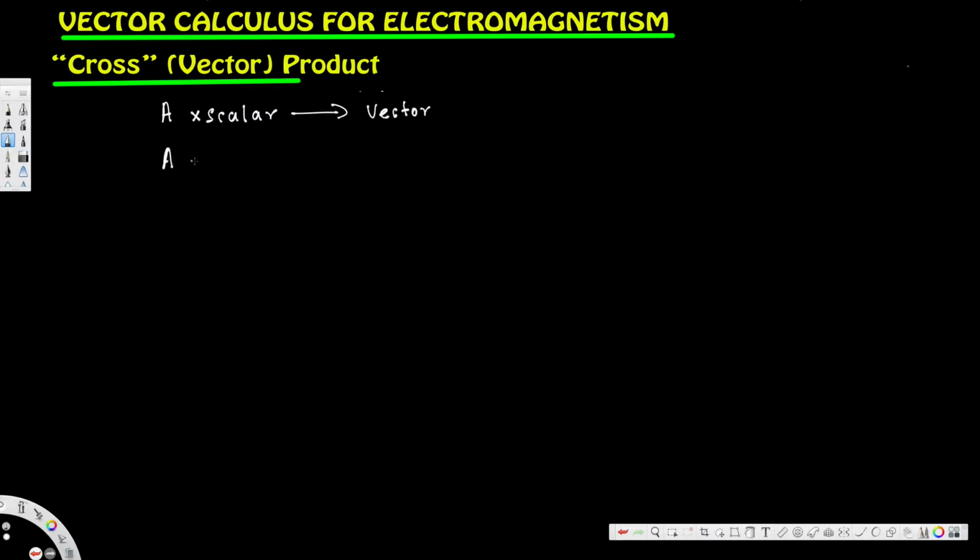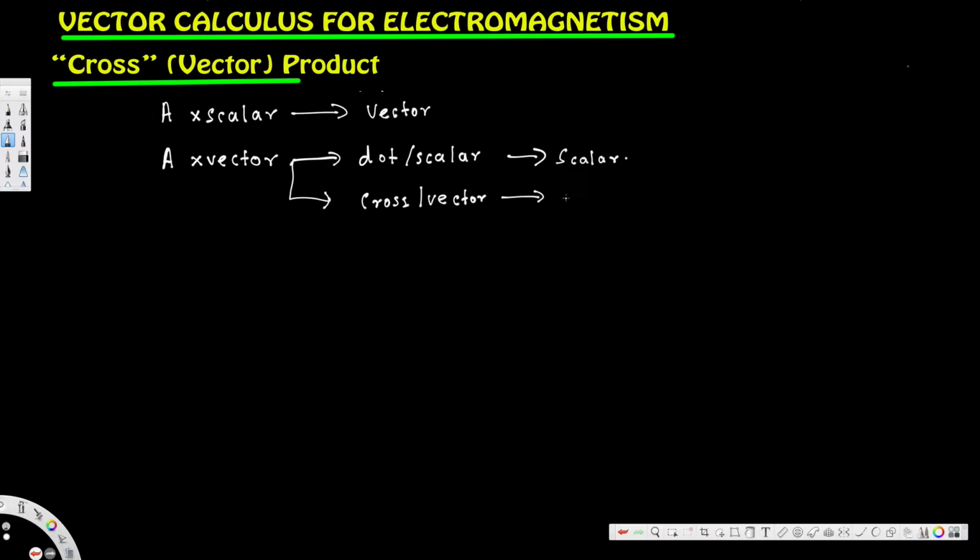But if we multiply a vector function a by a vector, there are two ways you can multiply. You can multiply using the dot product, or you can say scalar product, and if you do that, vector dot vector is going to give us a scalar. And if you multiply using the cross product, or you can say vector product, you're going to get a vector. This is what we are going to look at: how we can find the cross product, how to calculate a cross vector.